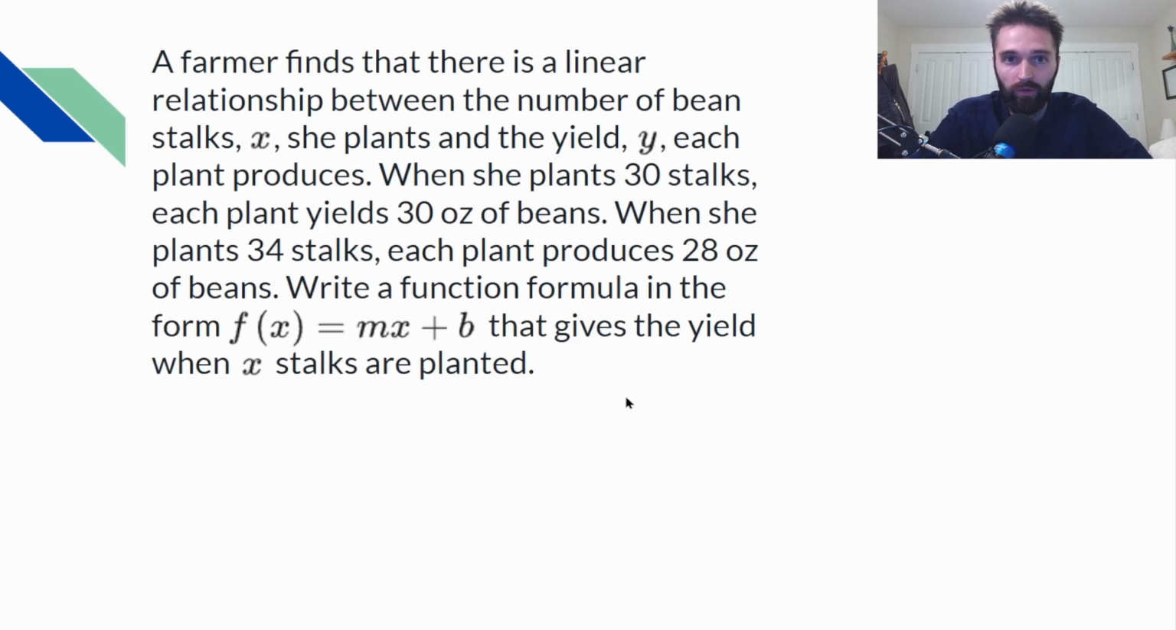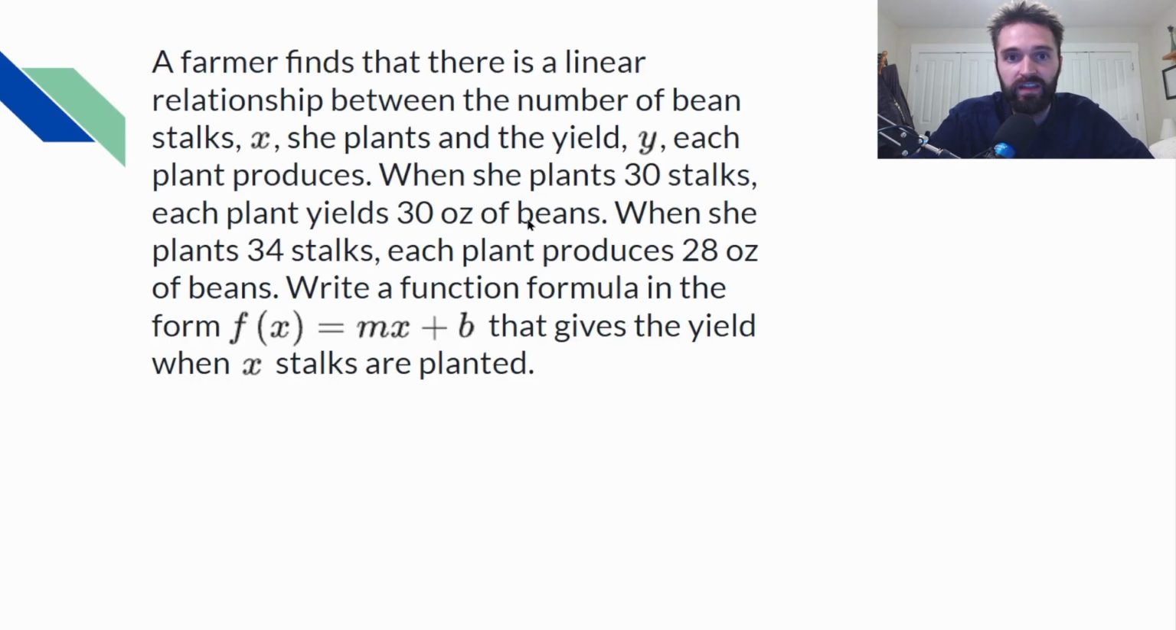Okay, let's try a word problem. A farmer finds that there is a linear relationship between the number of beanstalks, x, that she plants, and the yield, y, each plant produces. When she plants 30 stalks, each plant yields 30 ounces of beans. When she plants 34 stalks, each plant produces 28 ounces of beans. Write a function formula in the form f of x equals mx plus b that gives the yield when x stalks are planted.